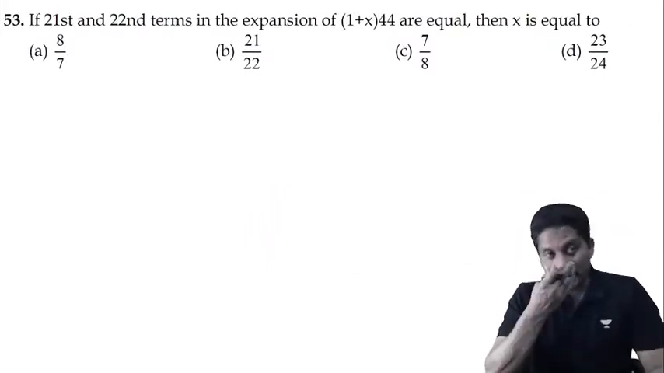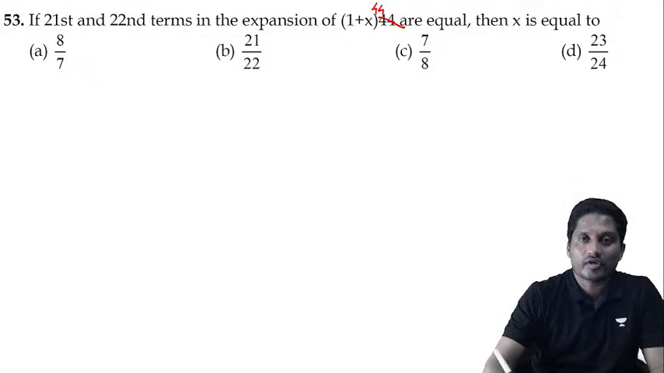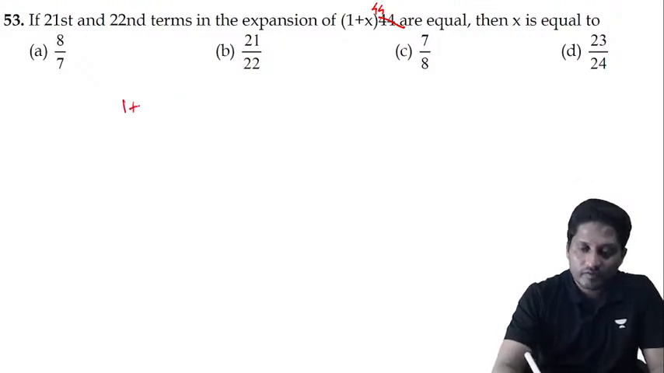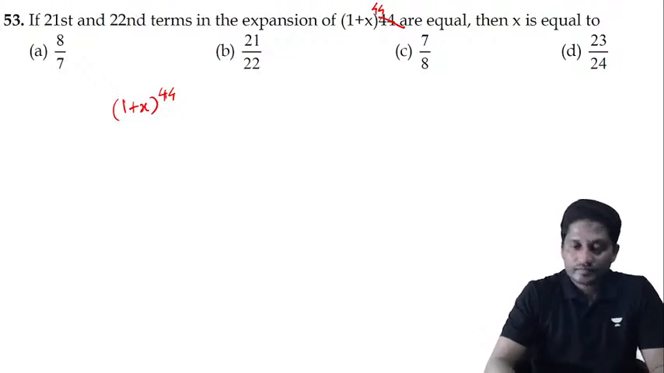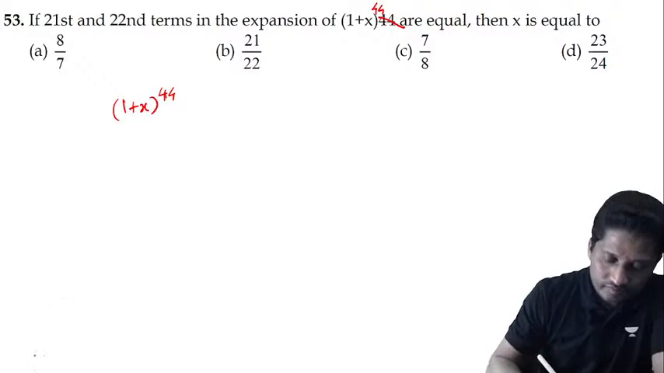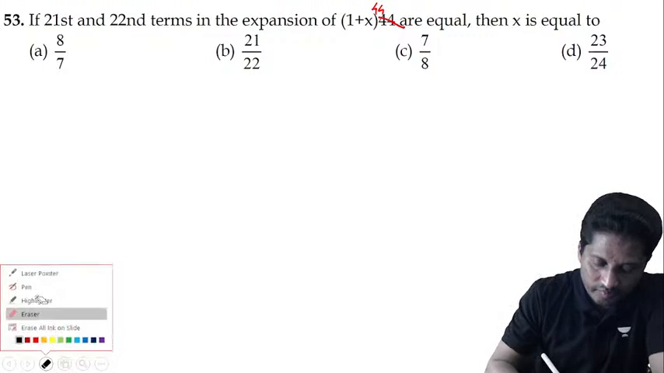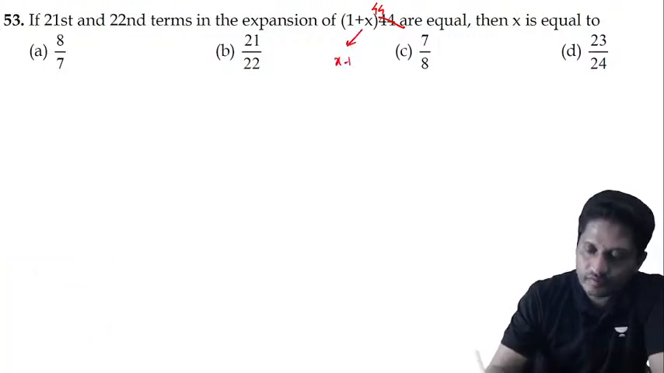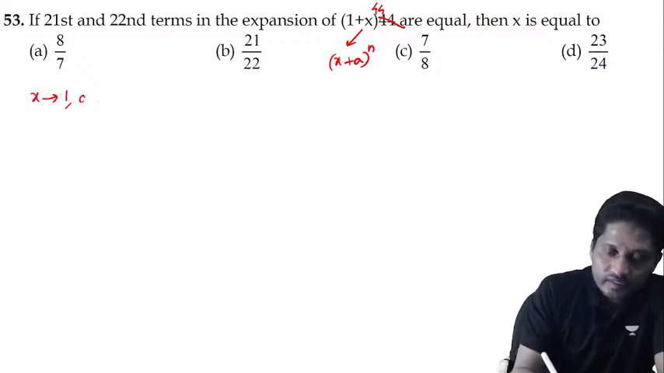If the 21st and 22nd terms in the expansion of (1 plus x) whole power 44 are equal, what is the value of x? Right, now this is of the form (x plus a) whole power n. X will be equal to 1, a will be equal to x, n is equal to 44.